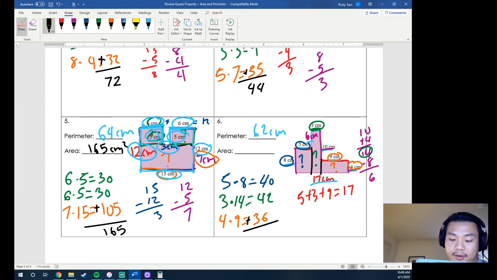And we add them all together. So 40 plus 42 is 82, plus 36 is 118. 118 centimeters squared.